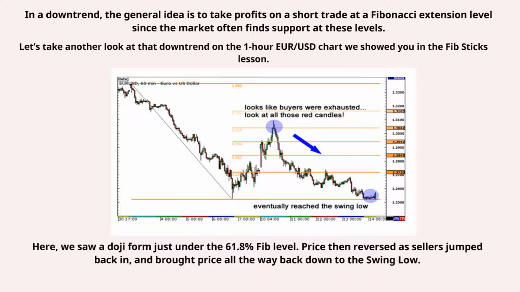In a downtrend, the general idea is to take profits on a short trade at a Fibonacci extension level since the market often finds support at these levels. Let's take another look at that downtrend on the 1-hour Euro-USD chart we showed you in the Fib Sticks lesson. Here, we saw a doji form just under the 61.8% Fib level. Price then reversed as sellers jumped back in, and brought price all the way back down to the swing low.